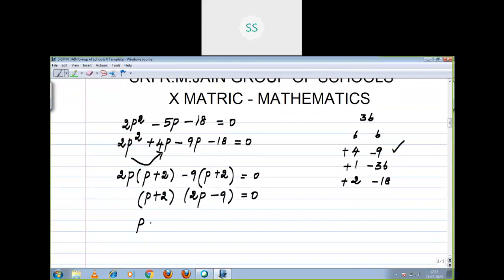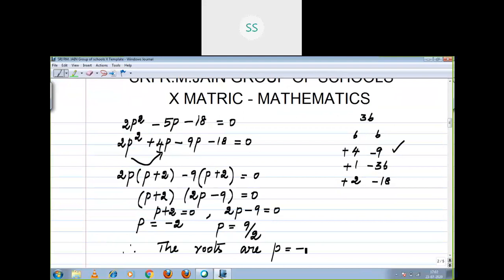p is equal to minus 2, that is p plus 2 equal to 0. 2p minus 9 equal to 0, right? Then p is equal to 9 by 2. What are the roots you arrived at? Yeah, anyone repeat. Anybody, do you have a doubt? I think you people feel comfortable, you understood, right? Now, therefore, the roots are, or you can write the solution, p is equal to minus 2, comma 9 by 2.